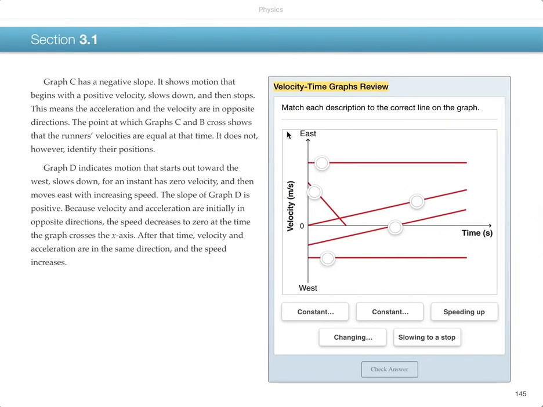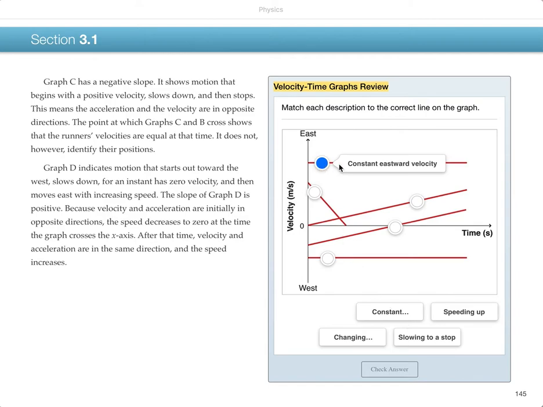Let's see, here's a good one to practice what we know. We've got different velocity time graphs all shown here, and we're supposed to line them up. This one says constant eastward velocity. Well, that means you've got to be going on the east side up here. And if you have a constant velocity, that means it's not changing, which means the slope is 0 because there's no change in velocity.